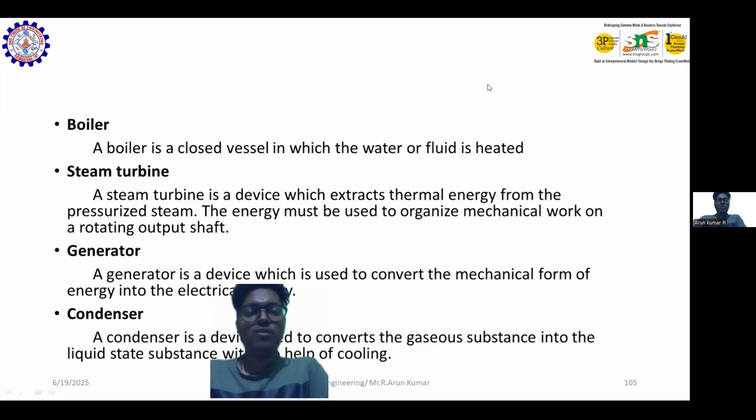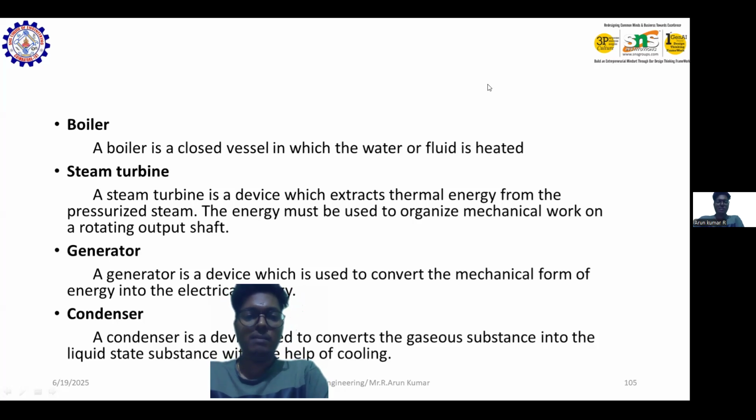A boiler is a closed vessel in which water or fluid is heated. I told you the thermal power plant is mostly located near sea level. If water is filled in the boiler, it can be heated into steam, and that steam serves as a source for the turbine. So that is the primary function of the boiler. The main outcome of the boiler is to heat the water.